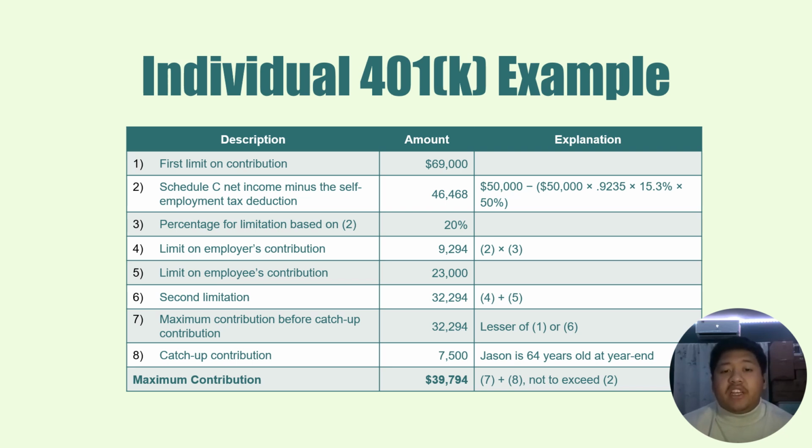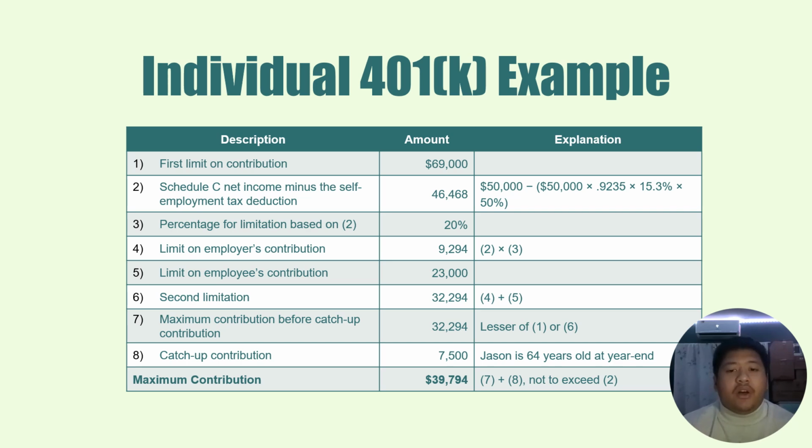Now the second limitation would be a combination of both the limit of the employee contribution and the limit of the employer's contribution. In this example, it would come out to 32,294. Now, for the maximum contribution before the catch-up contribution, we would need to pick between the lesser of 69,000 and the 32,000, which in this instance would be 32,000.